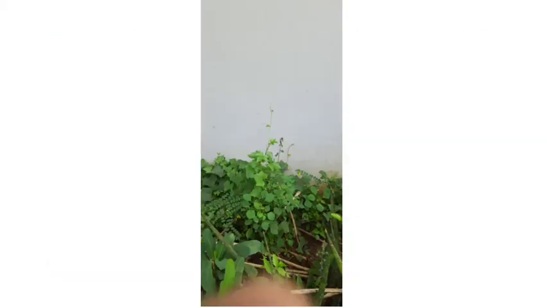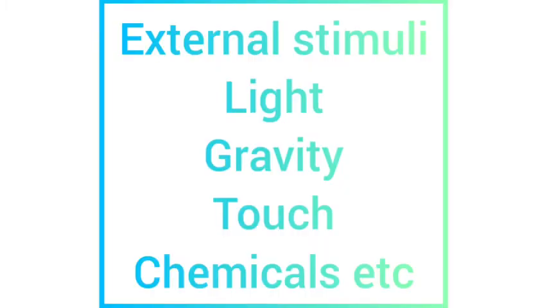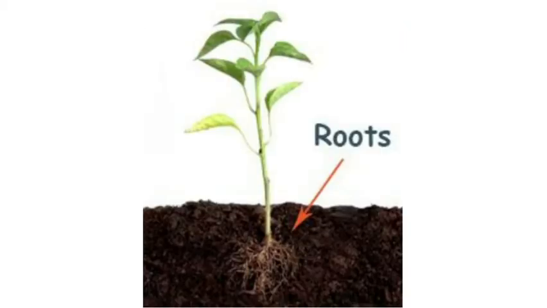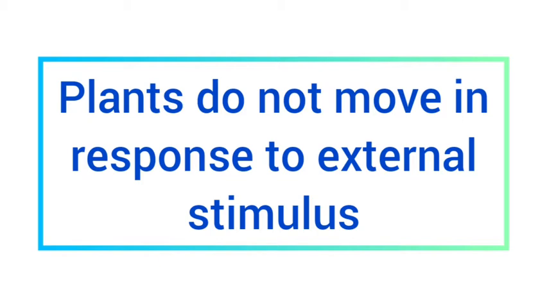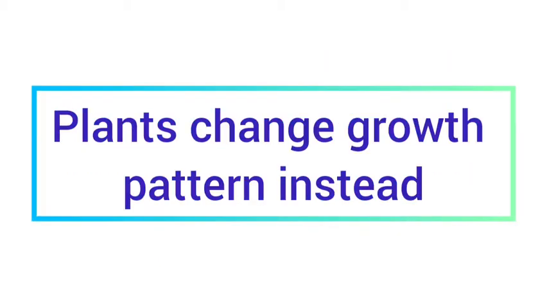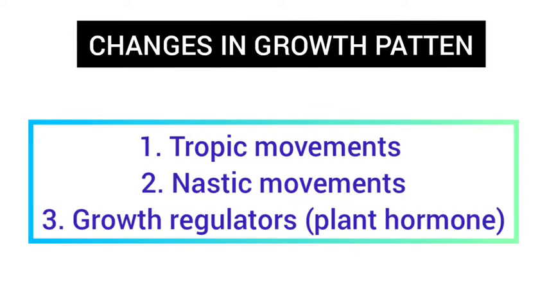The external stimulus may be light, gravity, touch, chemicals, etc. Since plants are anchored by their roots, they cannot move in response to environmental stimuli. Instead, they change their growth pattern. The changes in growth pattern in response to a stimulus may be by tropism, nastic movements, or by growth regulators called plant hormones or phytohormones.